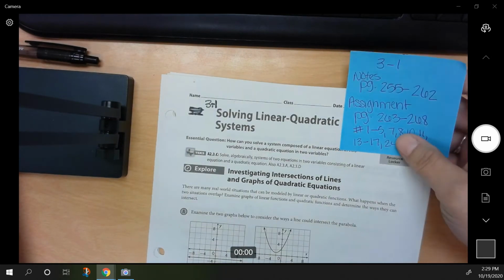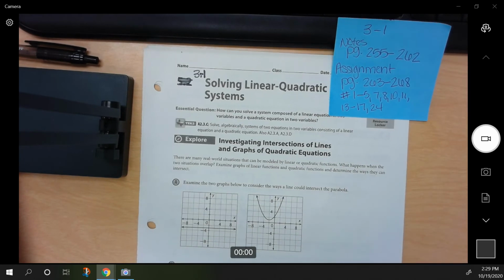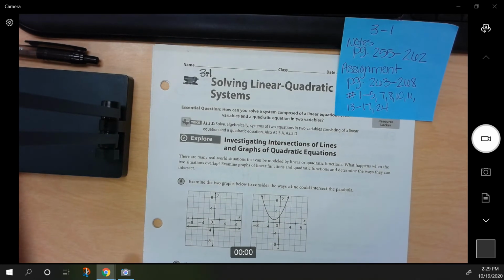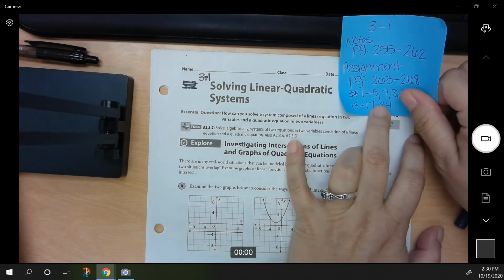Okay, so we're going to start looking at solving linear systems of equations. We're going to look at linear and quadratic first. Really, this is just find where they intersect. That's the whole point of finding the solution to a system of equations: where do the lines, where do the functions intersect?